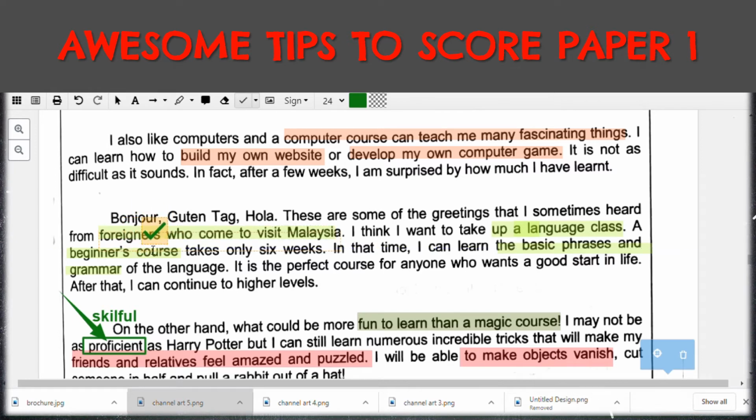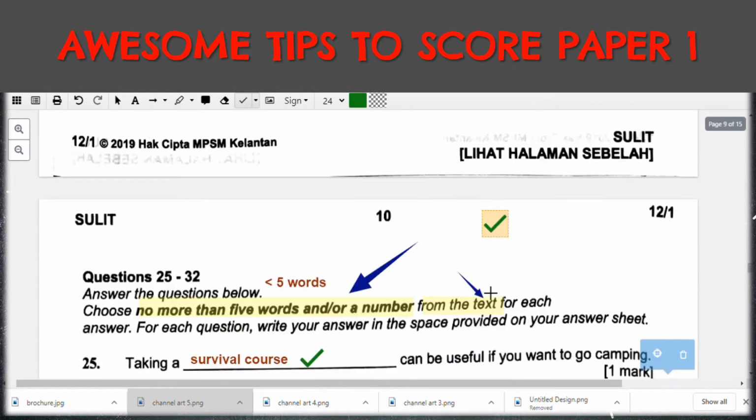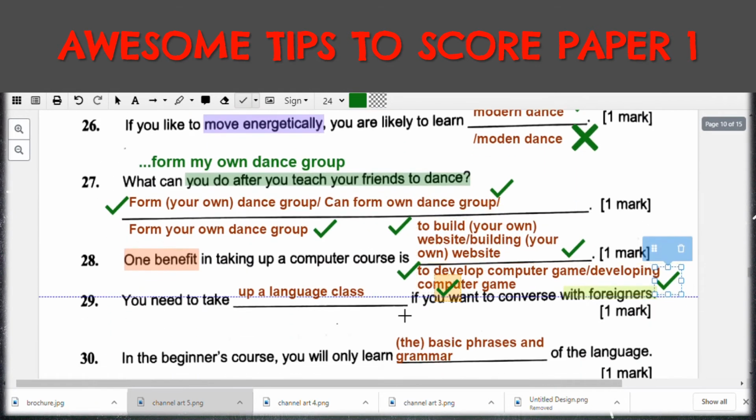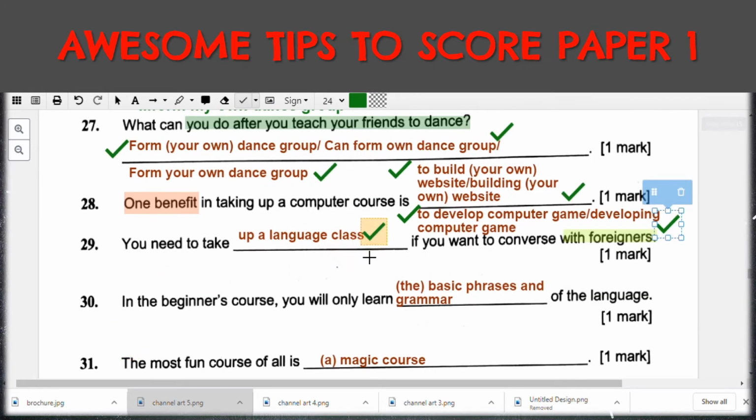One keyword for you. I think I want to take up a language class. You just copy. Take up is already there. So you copy a language class. That's all. So the answer is very direct. Up a language class, you still 1, 2, 3, 4. So the answer is still from the text. So this is correct.